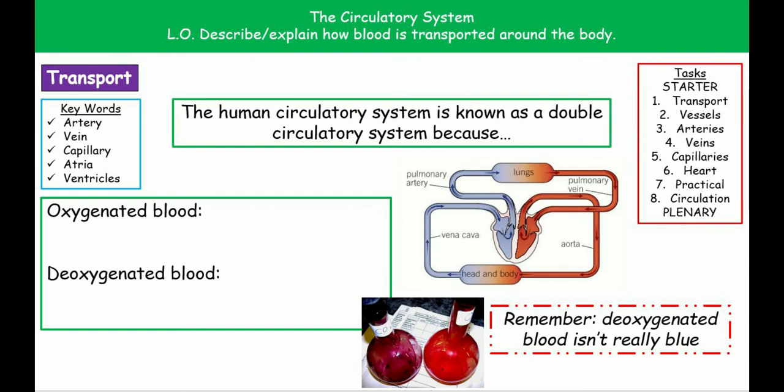A second phrase that we associate with the human circulatory system is we refer to it as a double circulatory system. Now again, I want you to have a little think about why it could be called a double circulatory system, and the picture that I've given you in roughly the middle of the screen might give you a hint there. Then you've got two terms, oxygenated blood and deoxygenated blood, that I'd like you to try and write a definition for. So have a go at finishing off those 3 points for me in your books.